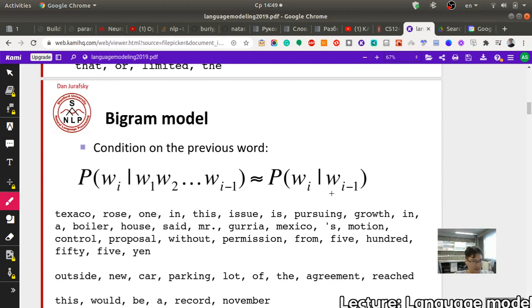The bigram model takes into consideration only the previous word. So this one, Texaco rose one in this issue is pursuing growth in a boiler house, said Mr. Gorilla, Mexico's motion, and etc. So what does it mean? This is a sentence generated from this type of model. For example, it randomly generates Texaco, then it looks at Texaco and finds the most probable word, Rose, and then after Rose it finds some most probable words, for example, rose one in this issue is pursuing growth. So in this case it becomes more understandable.